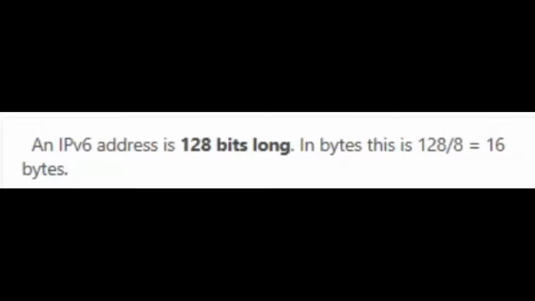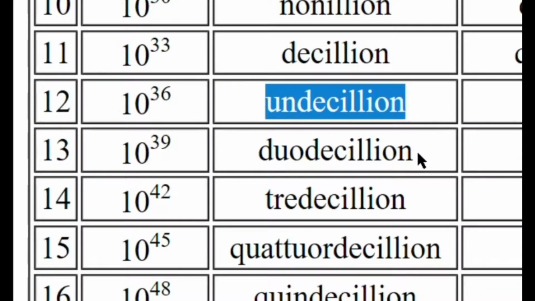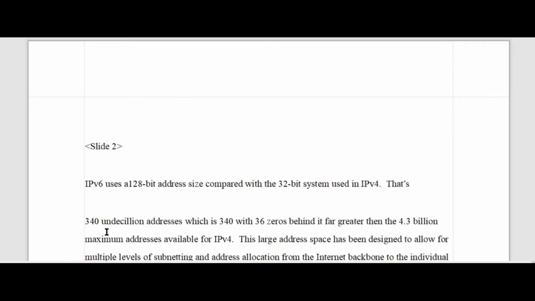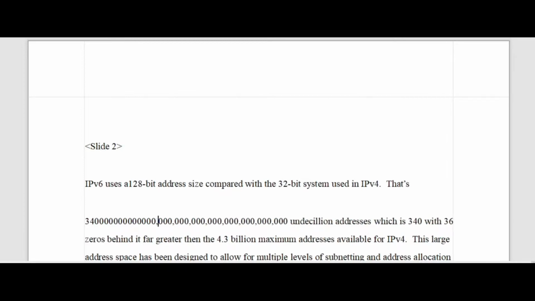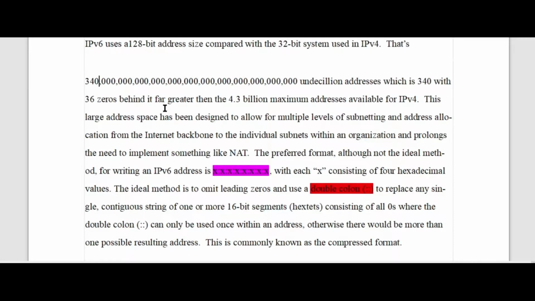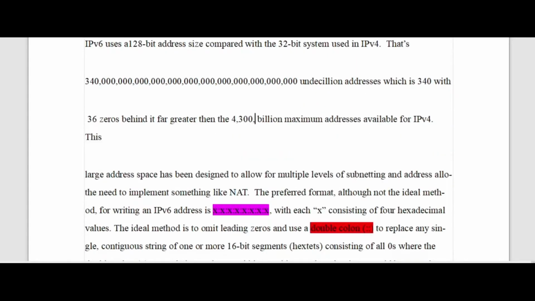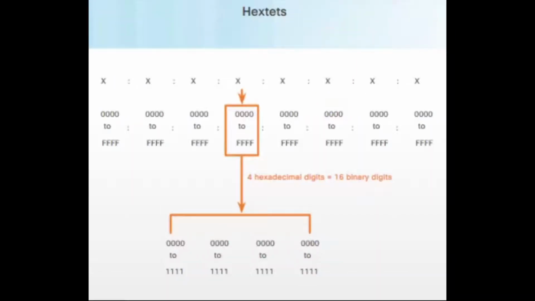IPv6 uses a 128-bit address size compared to the 32-bit system used in IPv4. That's 340 undecillion addresses, which is 340 with 36 zeros behind it, far greater than the 4.3 billion maximum addresses available for IPv4. This large address space has been designed to allow for multiple levels of subnetting and address allocation from the Internet backbone to the individual subnets within an organization, and prolongs the need to implement something like NAT.